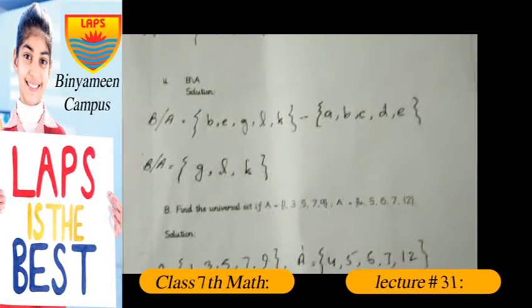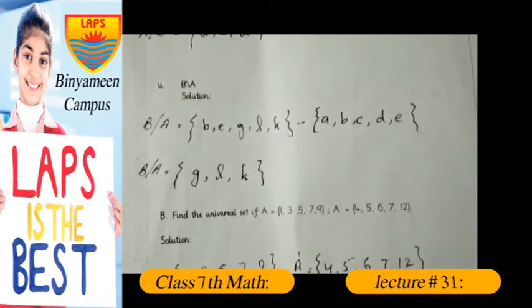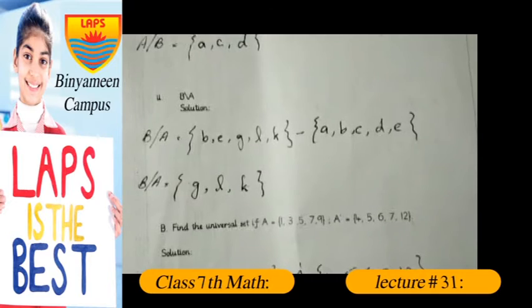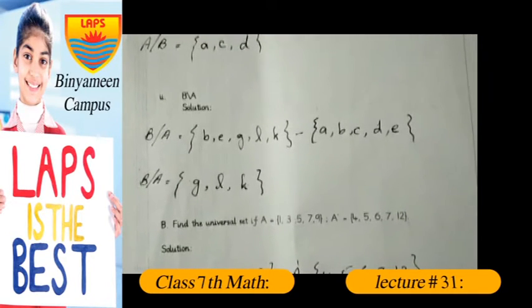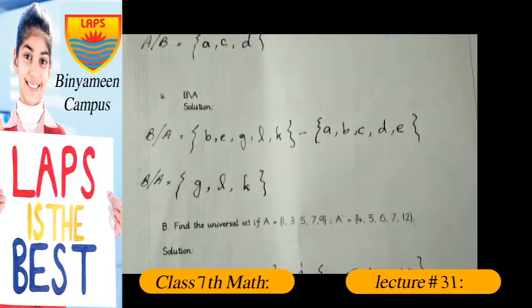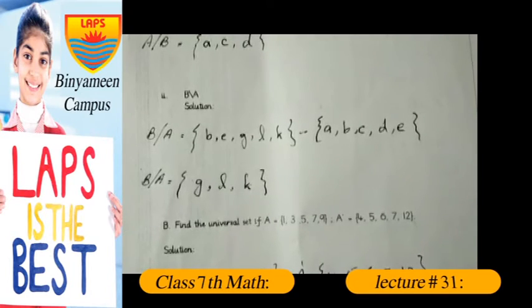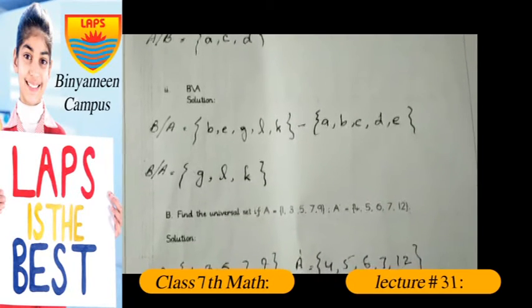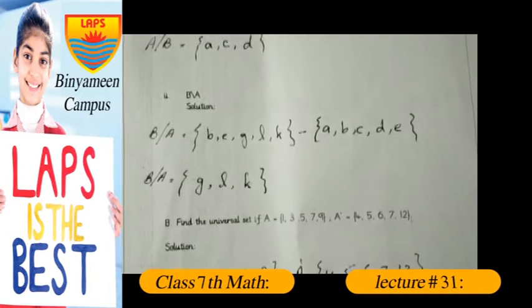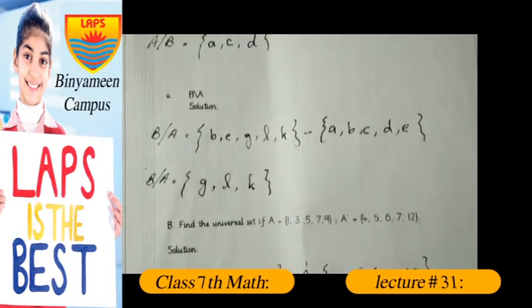Now we find B difference A. First we write the elements of set B: B, E, G, L, K. Now we write the sign of difference, then write the elements of set A: A, B, C, D, E. Then B difference A is {G, L, K}. These elements do not exist in set A.